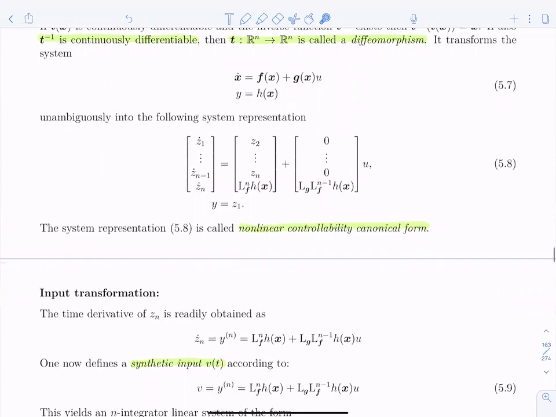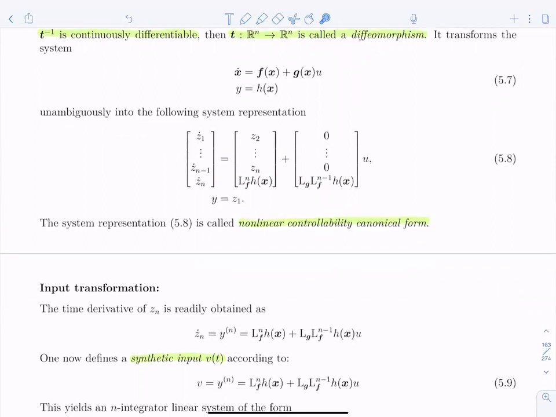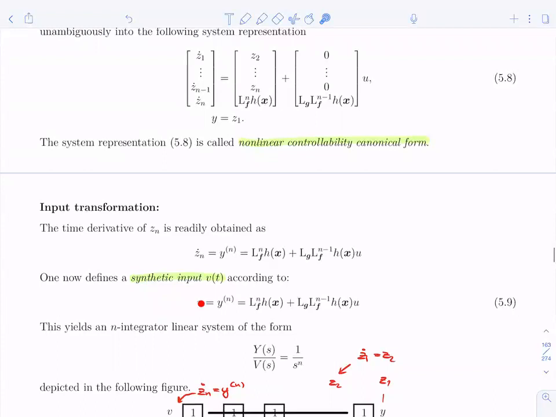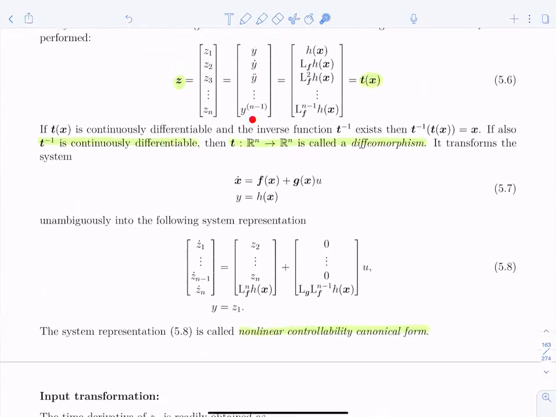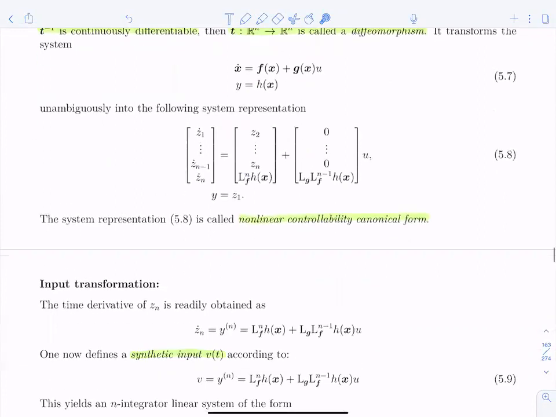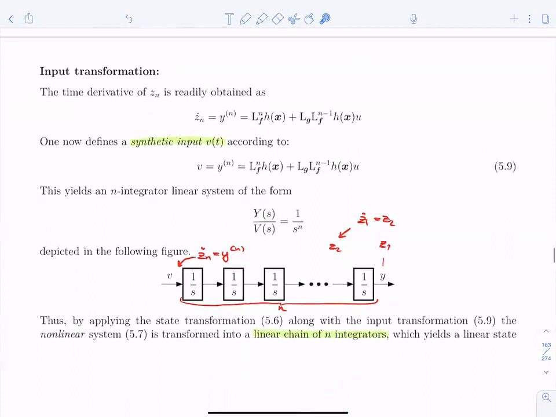And we simply overcome this by assigning this expression here a so-called synthetic input, which we call V of t. So V, first of all, is equal to the highest derivative of the output, so the nth derivative of the output. And then we set it equal to this expression. This is the second transformation, if you want. The first transformation applies to the state, which is given here. The second transformation applies to the input, which is given here. And with this, we finally end up with this chain of integrators.